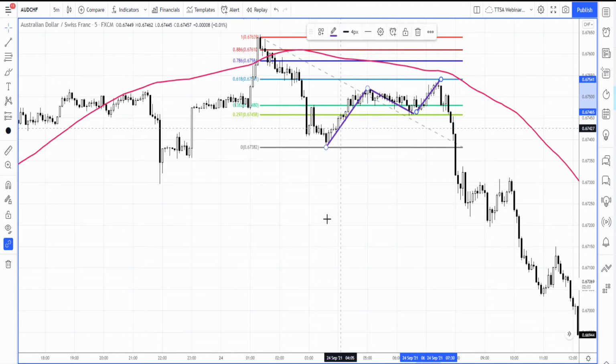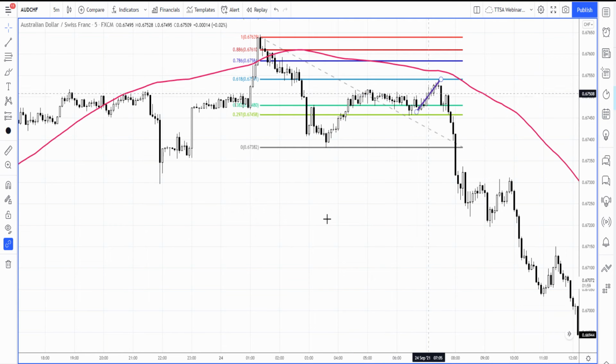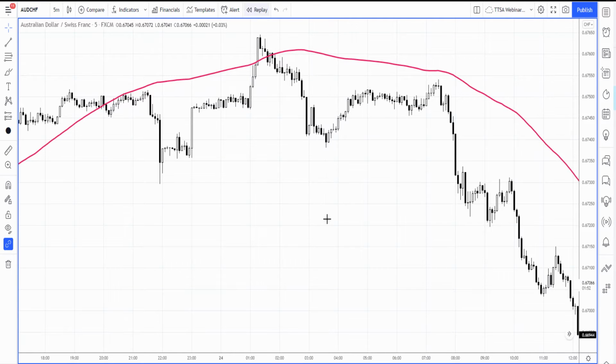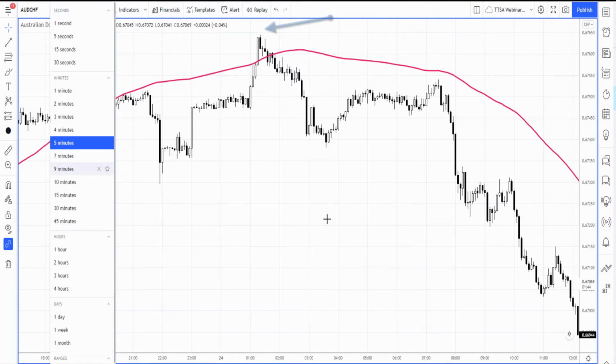And I talk more about Gartley patterns in my Trade to Success Academy course. But at this point here, we had quite a lot going on. We had the 618 retracement, we had the Gartley pattern, we had the 786 retracement on the higher time frame right up here. So let's delve down even lower and see what we get.